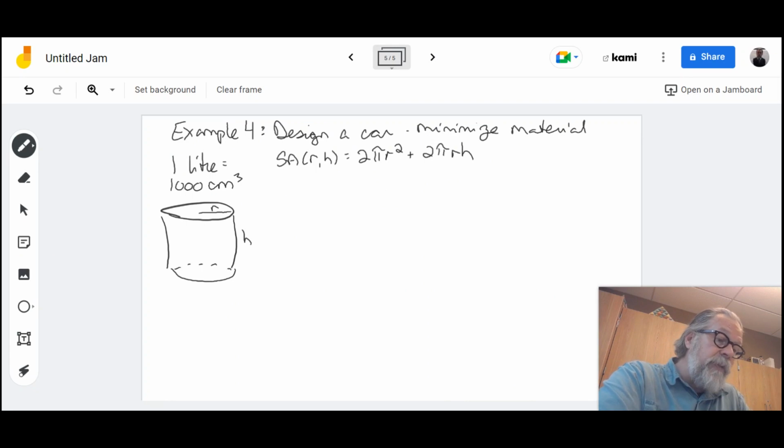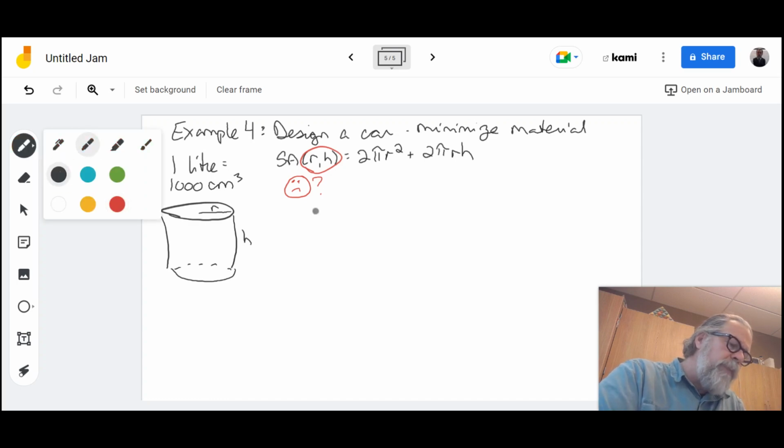minimize the material. So we're minimizing surface area. Surface area of a can is the two tops, top and bottom, and the side. So you may remember 2 pi r squared plus 2 pi r h, area of the top and bottom plus area of the sides. We've got a bit of a problem here, is that we have two variables and can't really do anything with that. So we need to get rid of one of the variables.